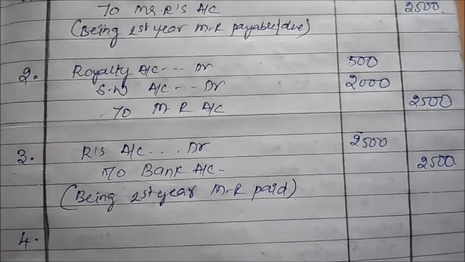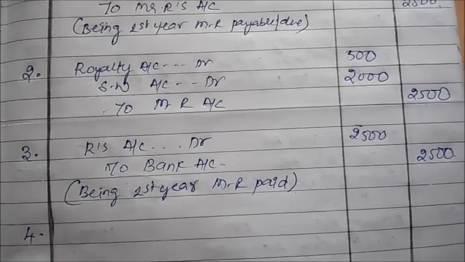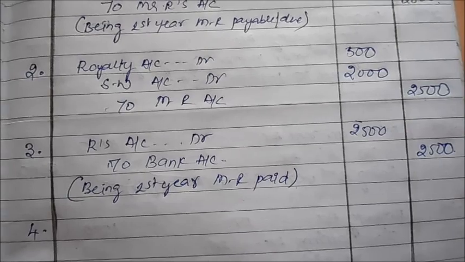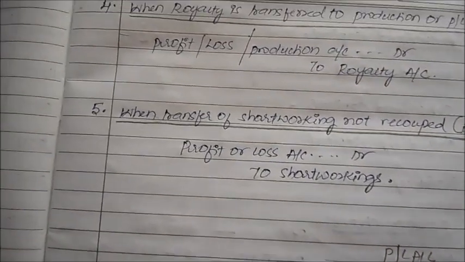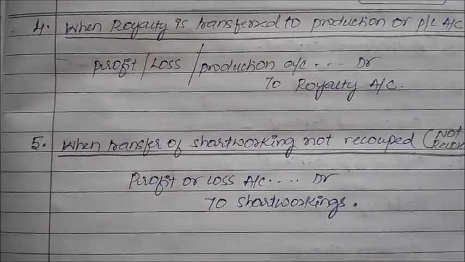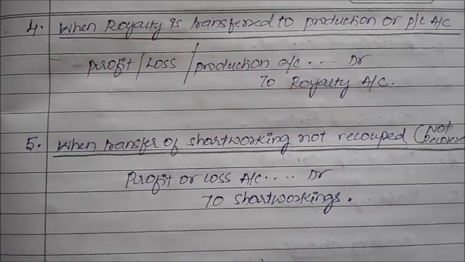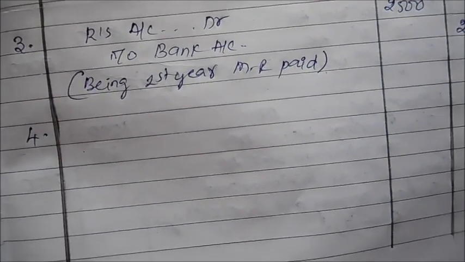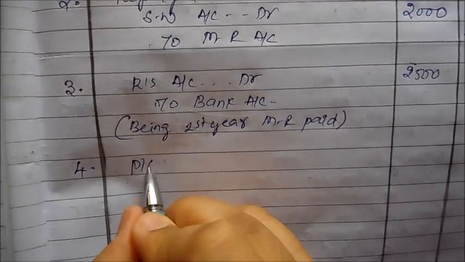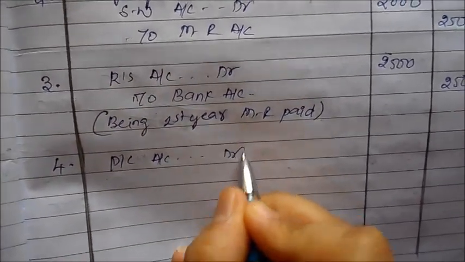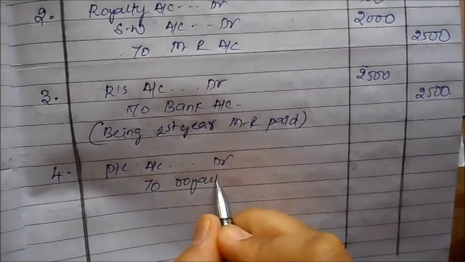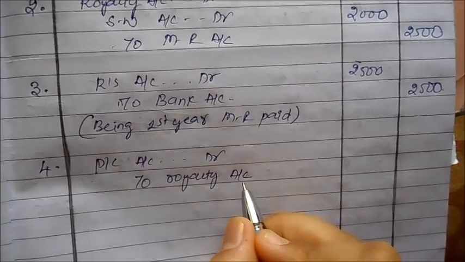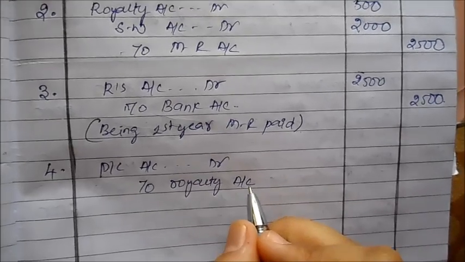So if you want to transfer this to the P&L account or the financial statement, generally this will go to the profit and loss account, which is also called the production account. For that, what is the journal entry? Journal entry 4. When royalty is transferred to the production account, which is the P&L account: P&L account debit to royalty account. So what will be the last journal entry? We are writing profit and loss account debit to royalty account. How much amount of payment did we do that we are transferring?